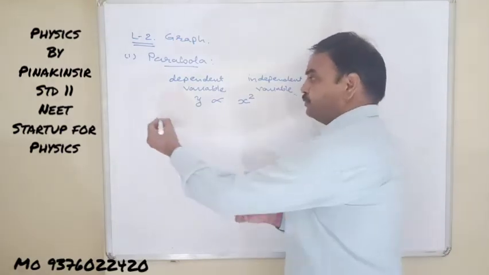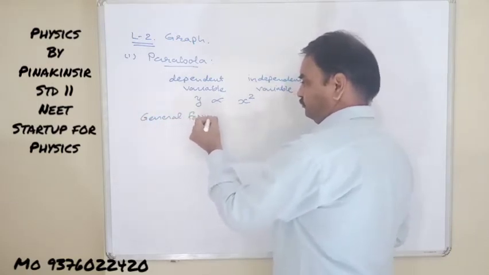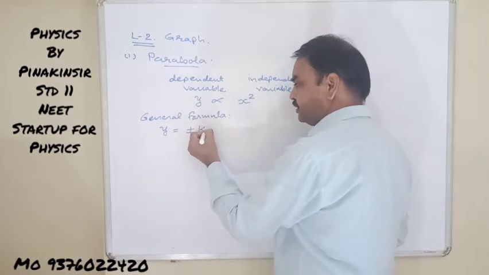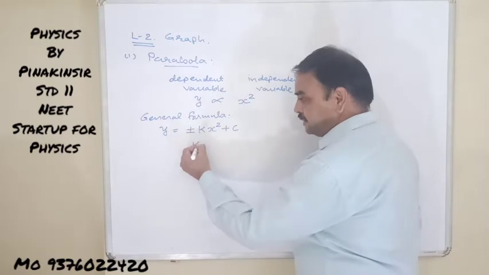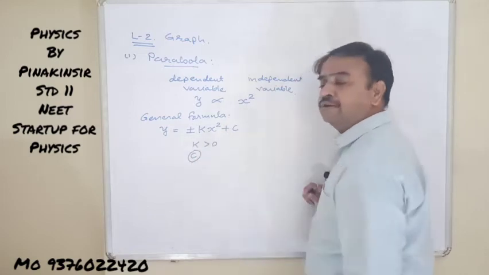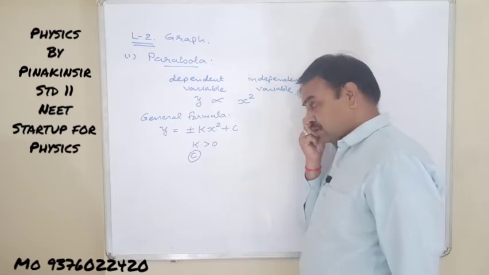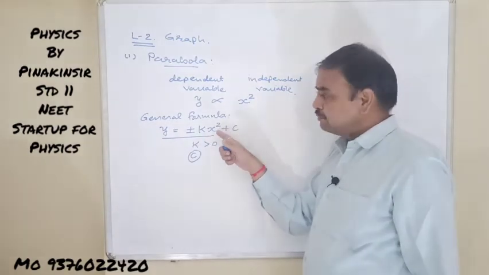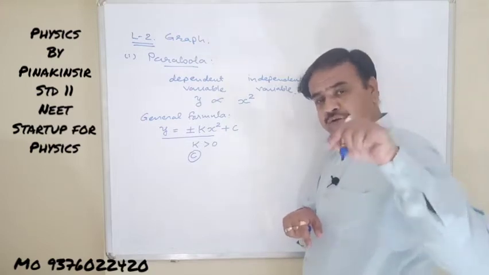Just like the general formula, y is equal to plus or minus kx square plus c, where k is greater than 0, c may not be greater than 0. C may be 0, C may be positive, it is a constant. Your general formula will look like this: y is equal to some constant, and the power of x must be greater than 1, otherwise it will be a linear equation and the graph will be a straight line.